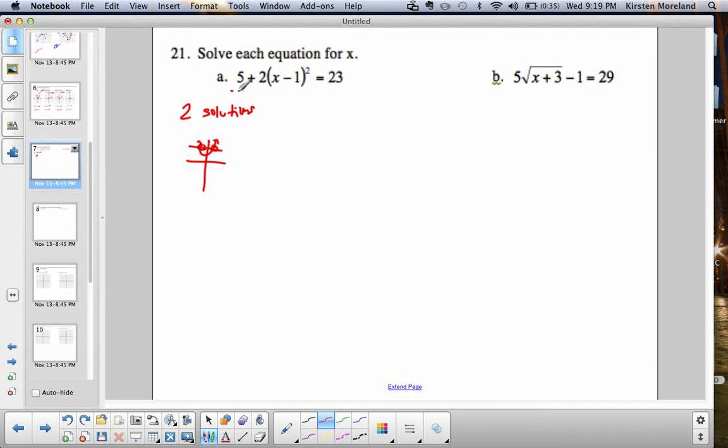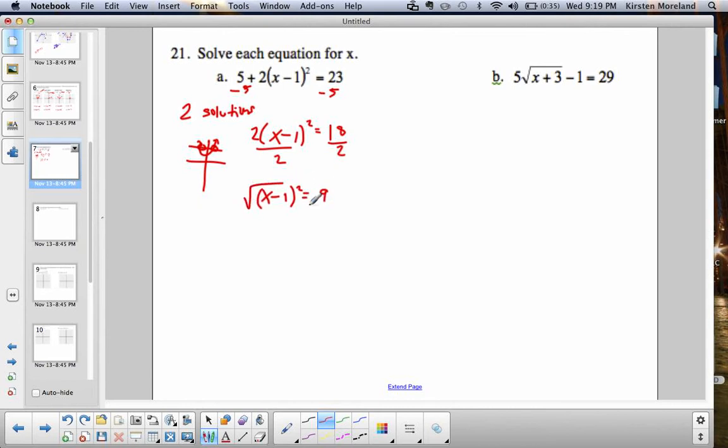So the first step is subtract 5 from both sides. I get 2 times x minus 1 squared equals 23 minus 5, which is 18. Then I can square root. Excuse me, I cannot square root yet. Take that back. I forgot to copy my 2 down out front, so the next step would be to divide by 2. So I get x minus 1 squared equals 9.